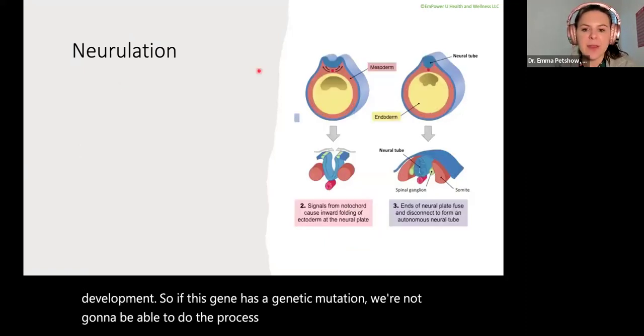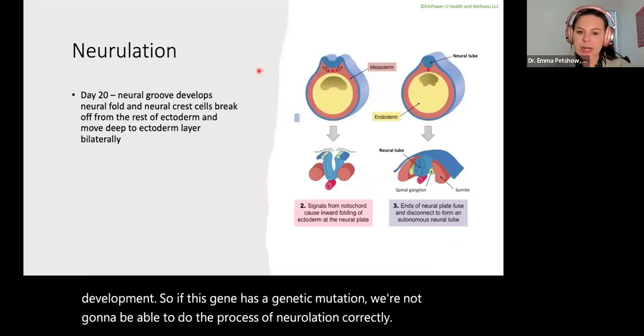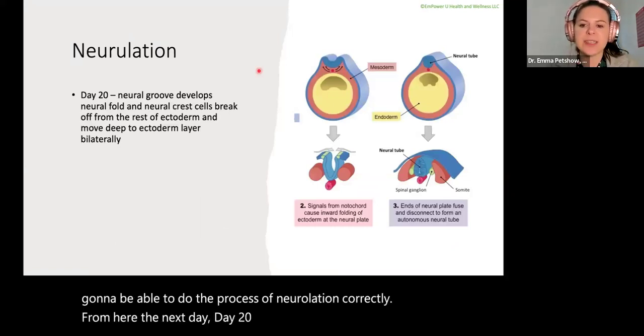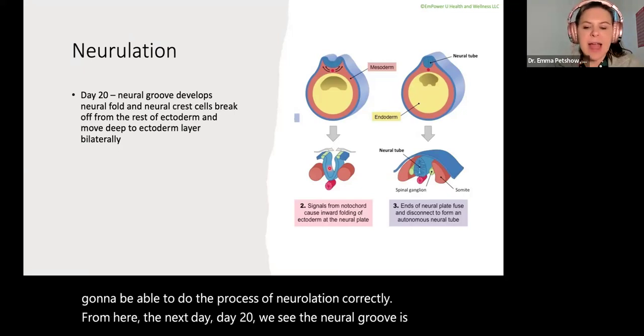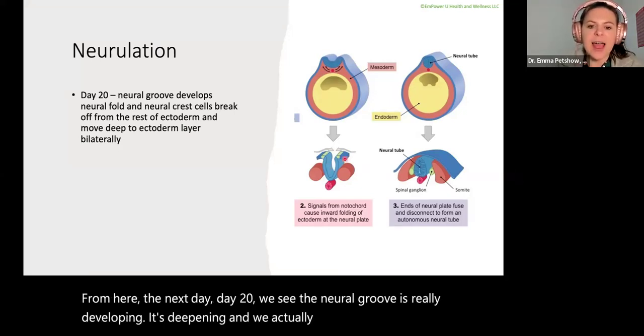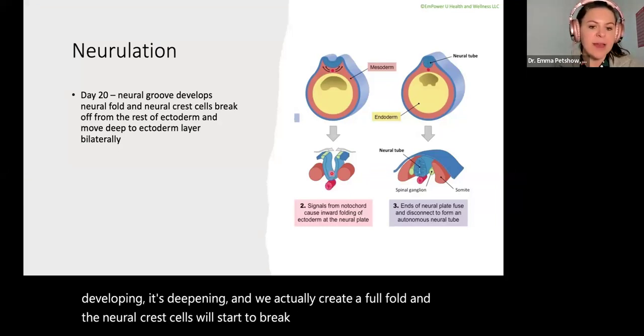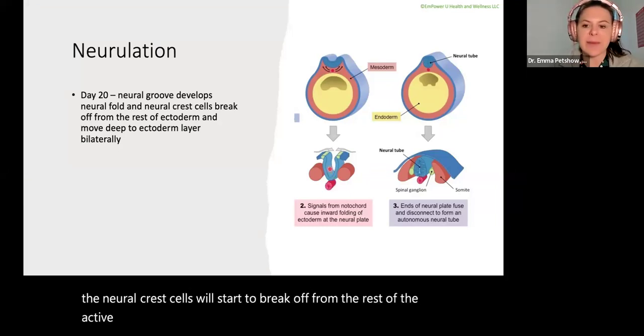From here, the next day, day 20, we see the neural groove is really developing, it's deepening, and we actually create a full fold, and the neural crest cells will start to break off from the rest of the ectoderm and move deeper into the ectoderm layer bilaterally.